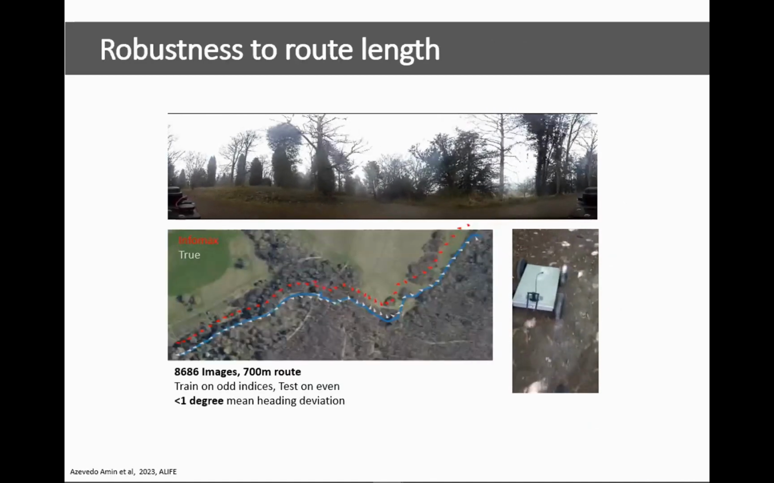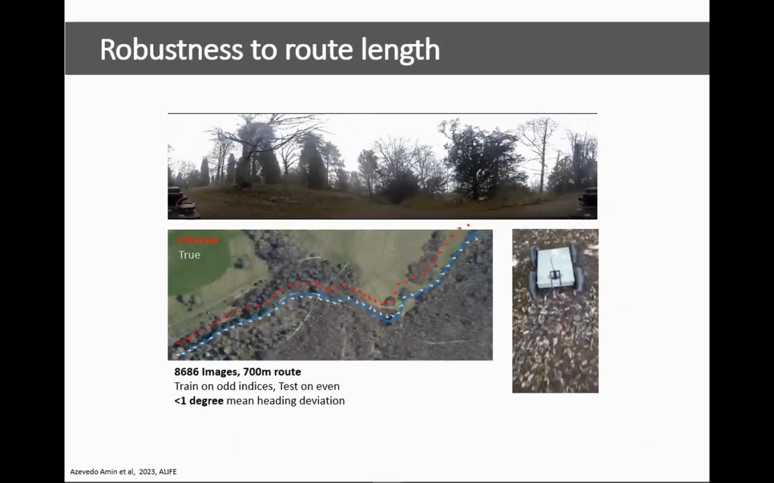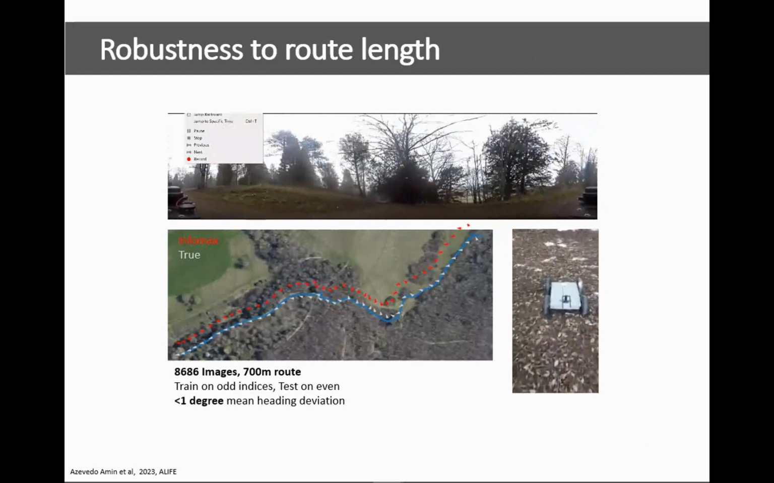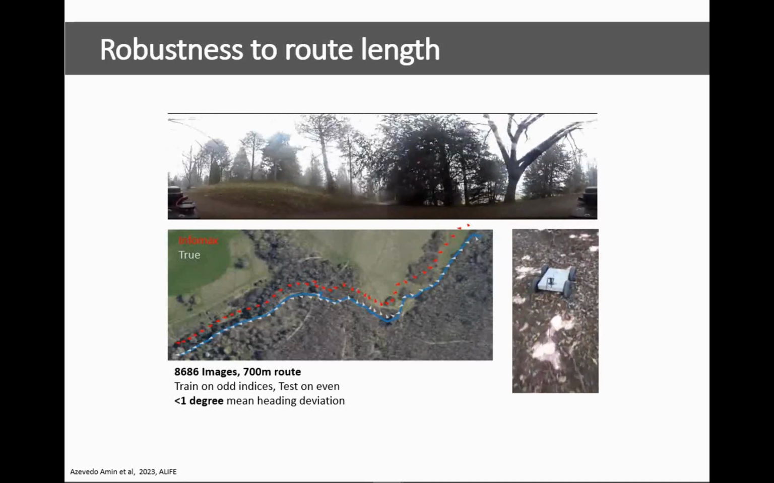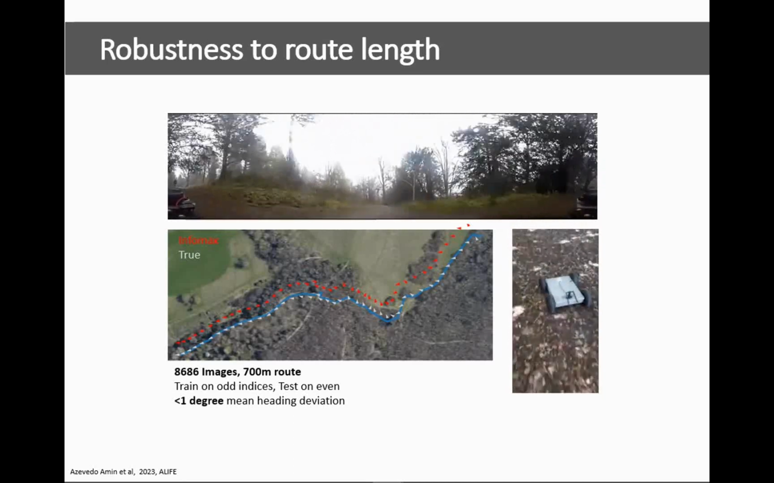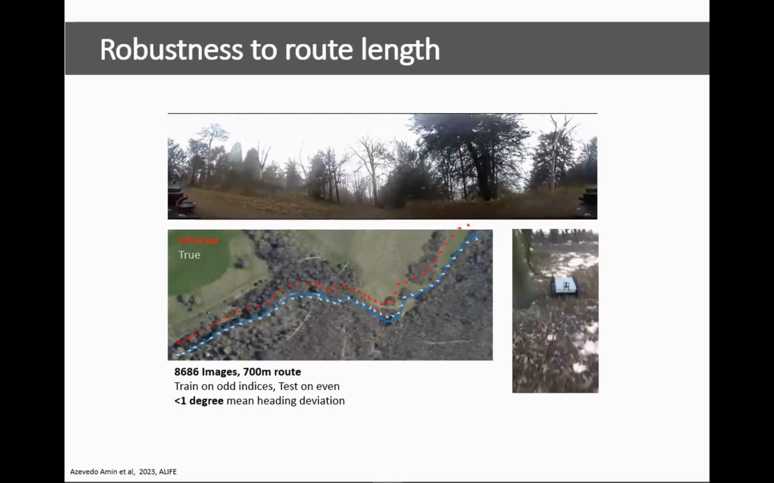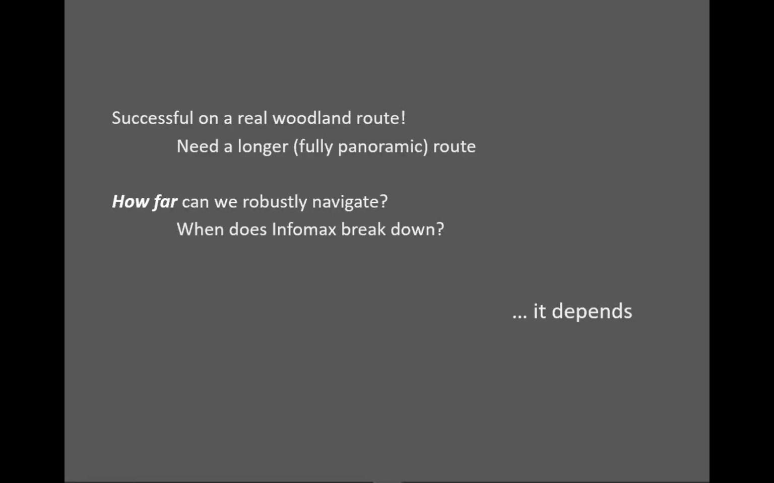So 14 meters isn't very long, so we try to acquire a longer route, and we use the rover and woods outside of the campus in Brighton, and acquired a 700-meter route with over 8,000 images, and again did the same process of training on odd indices and testing on even ones. And for the 700-meter route, we acquired a less than 1 degree mean heading deviation error. So the algorithm is successful on a real woodland route.